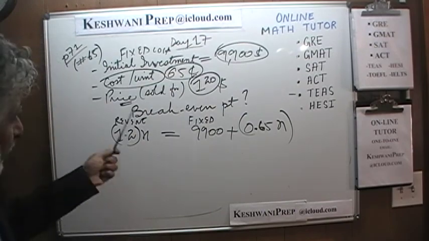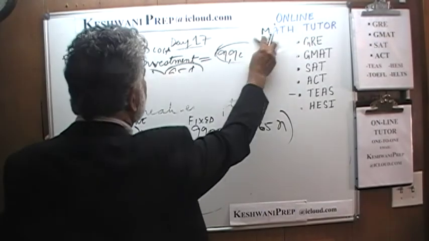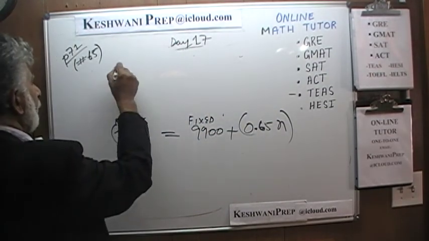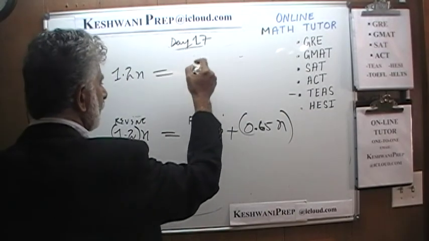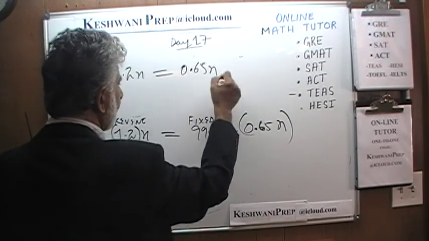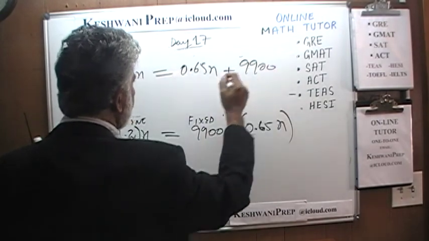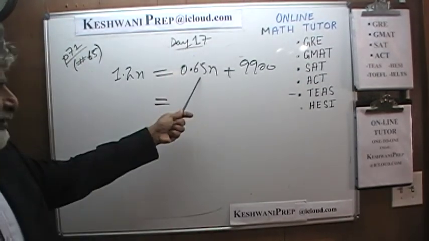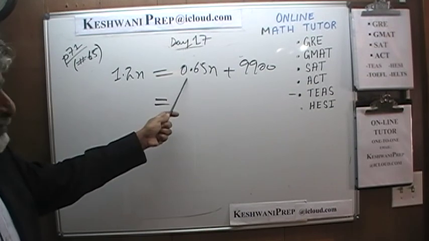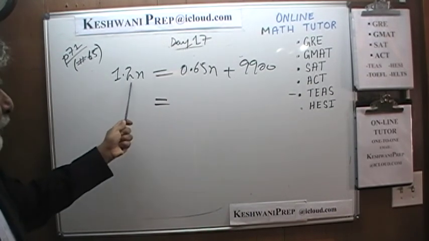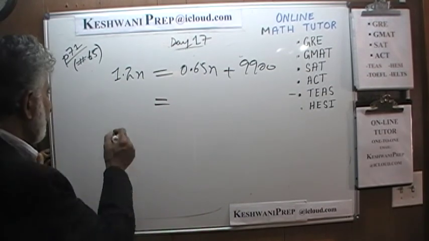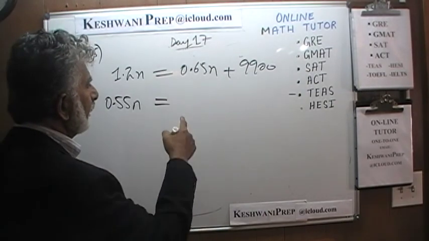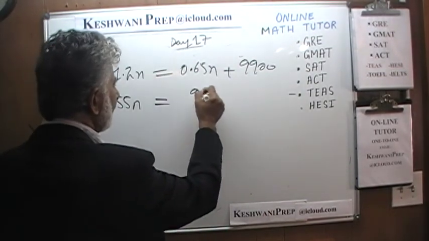Let's do it out, shall we? Again, let's do it on the top. So we have 1.2n equals 0.65n right here plus 9900. Subtract 0.65n from both sides. If this had been 0.6, 1.2 minus 0.6 would have been exactly 0.6, so it's going to be 0.55n because it is 0.65, equals 9900.